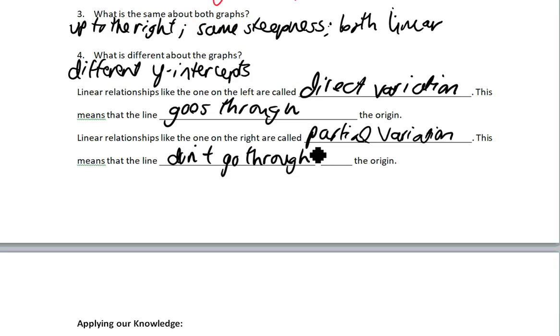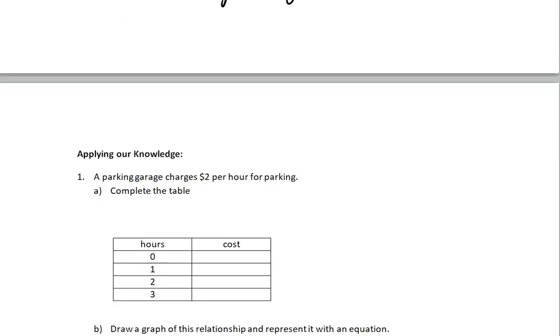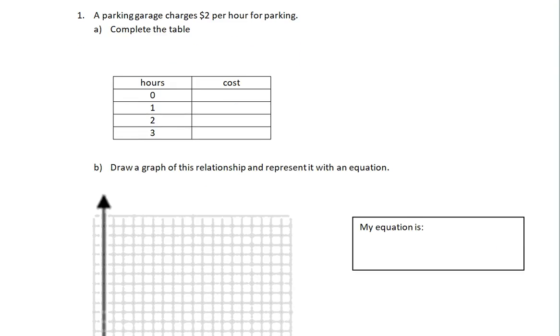So why is this important? Well, we can use these in all kinds of different real-world scenarios, and they can help us come up with formulas which will allow us to predict things like cost. So for example, we have a parking garage that's $2 an hour, which is probably, for Hamilton, reasonable. For Toronto, probably a little bit cheap. If we didn't park, we wouldn't be charged, right? If we parked for 1 hour, it would be 2. 2 hours would be 4, and 3 hours would be 6.